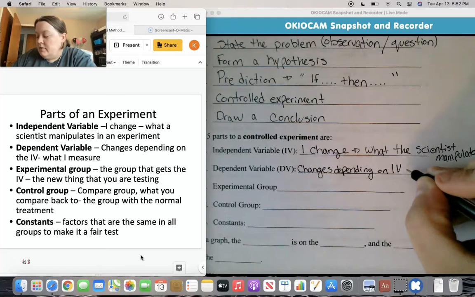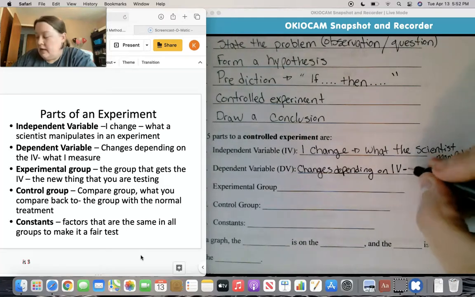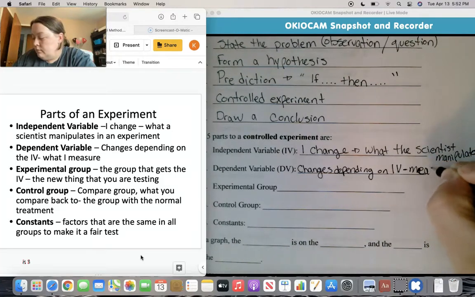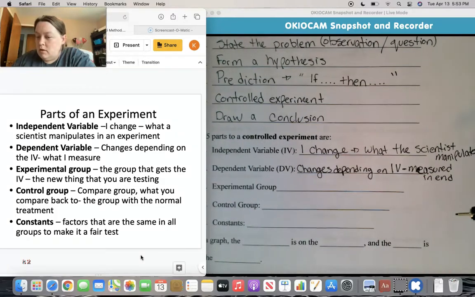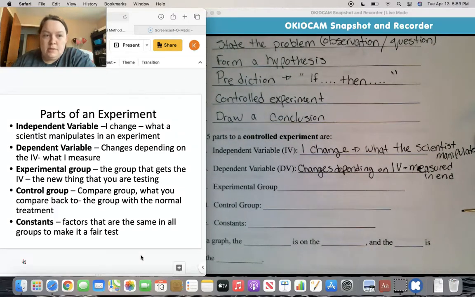And then the dependent variable will change depending on the independent variable. The way that I like to define this is what you measure in the end. So in my experiment, in the end, I measure the height of the plant. My dependent variable is the height of the plant. So in my experiment, I have different groups. I have several groups of plants. Plants in normal light, plants in green light, plants in blue light, plants in red light. Those are all my different groups.